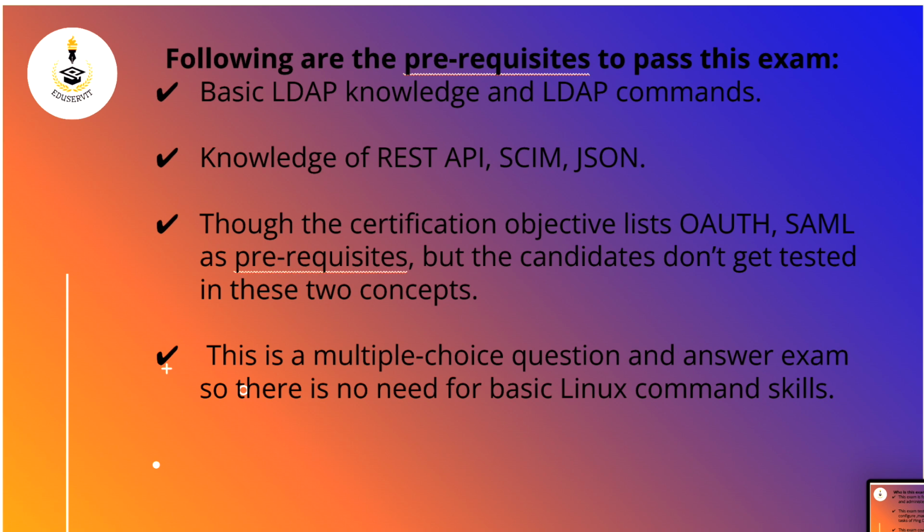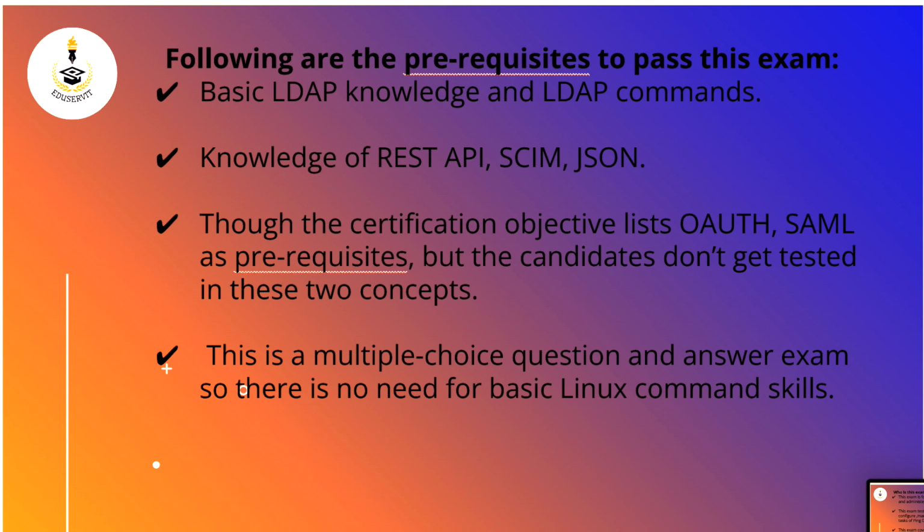2. Knowledge of REST API, SCIM, and JSON. REST API. You'll also need to understand REST APIs, which are, like I said, rules for building web services. Ping Directory uses these APIs, so knowing how to interact with them is crucial. Think of them as a special handshake you need to use to access and manage data through Ping Directory.